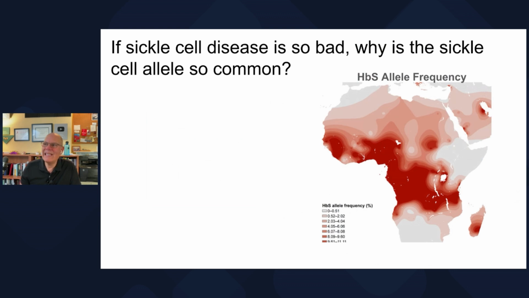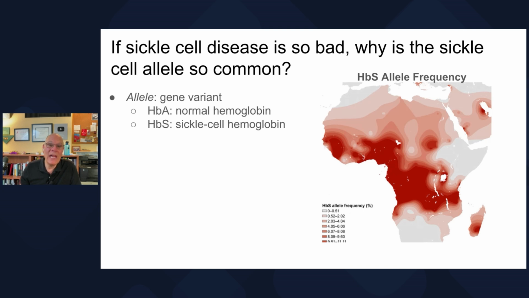So if this disease is so bad, why is this allele so common? Why are there millions of people around the world and hundreds of thousands of people, or 100,000 people in the United States, who have it? An allele, as I said before, is a gene variant. And so we've got two variants. We've got HbA, that's normal hemoglobin, and we've got HbS, that's sickle cell hemoglobin.